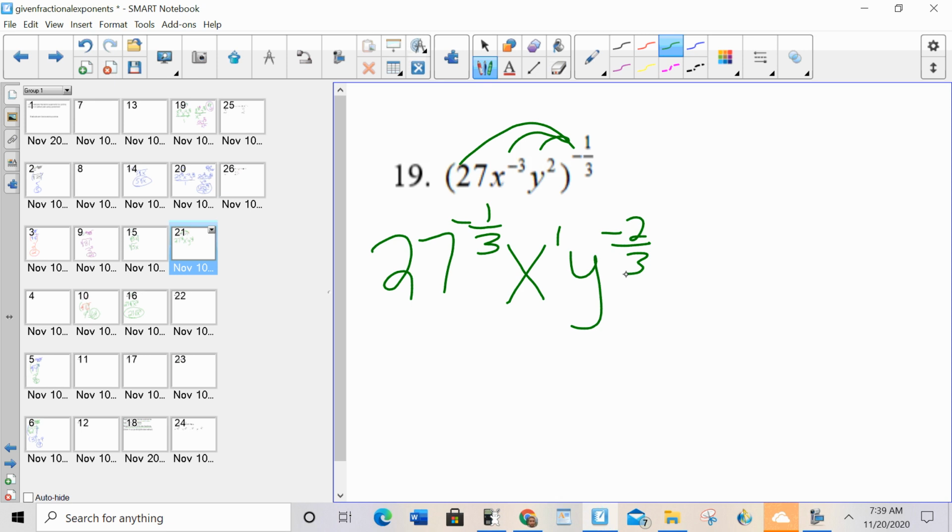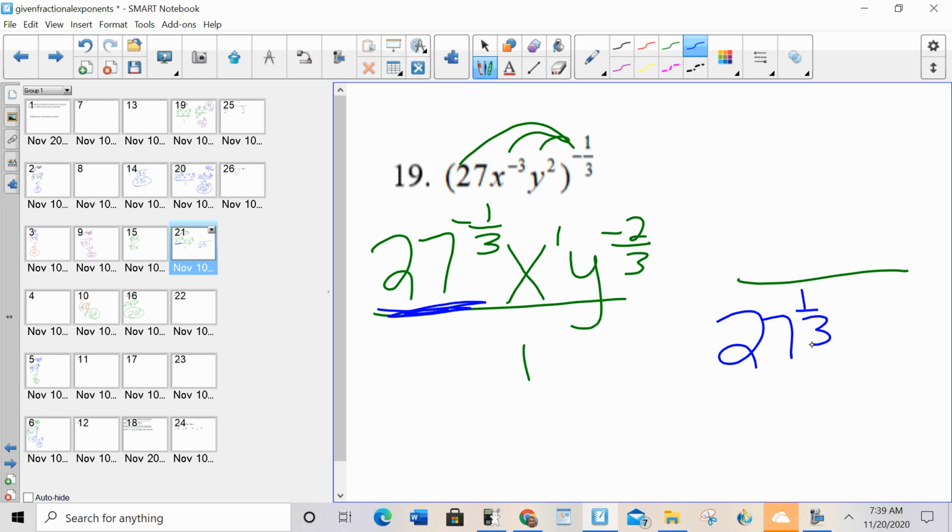Now that I'm done with that step, negative exponents are fractions. I make a fraction. Whatever's being raised to the negative power moves. If it's being raised to the positive power, it stays. 27 is being raised to the negative power, so it moves to the bottom. X is not being raised to a negative power, so it stays. And I can just drop that 1 off. Y is being raised to a negative power, so it moves to the bottom and becomes positive.